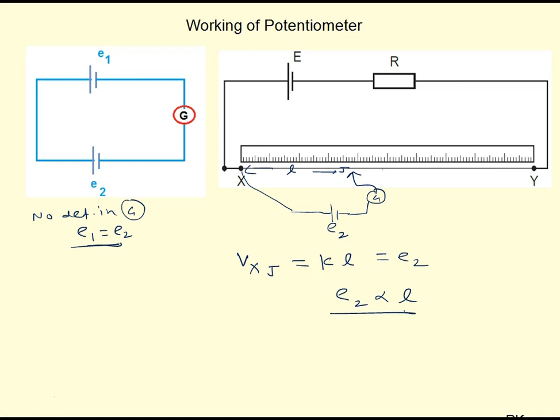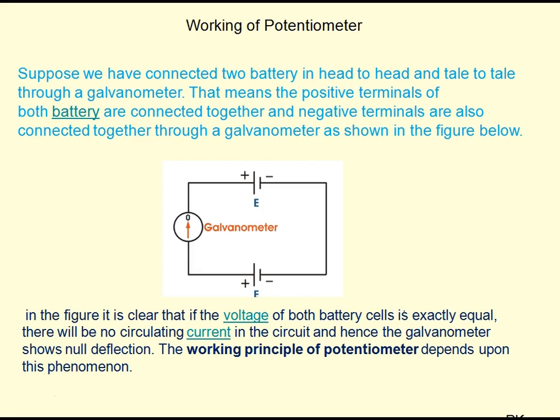Okay, so I think the working is clear to all of you. We will always measure the balancing length, and according to the balancing length we get the EMF. Is it clear? So all of you just read it.